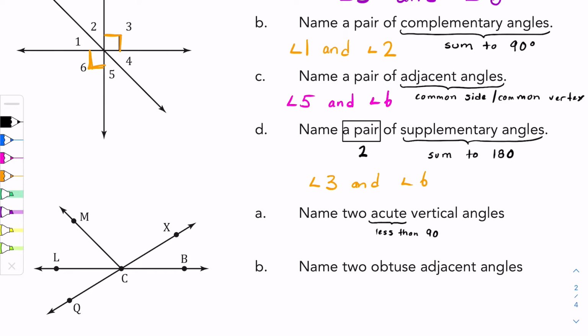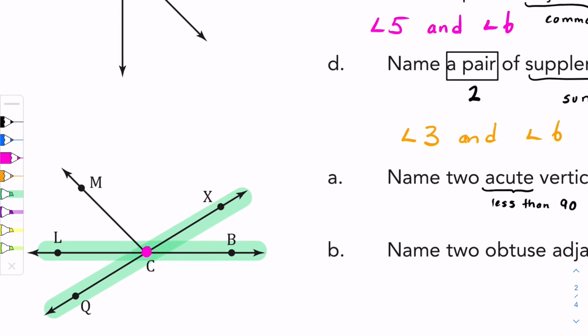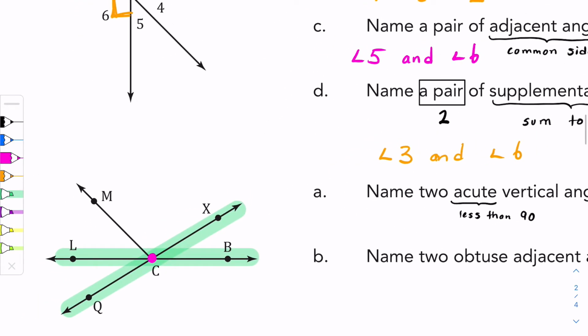That is not a mathematical definition, but if you trace over vertical angles, such as these here, those are lines that intersect and form a common vertex. It also appears to look like an X. So anything like that is going to create vertical angles. Now that I just highlighted the two vertical angles, I'm looking for the acute pair, and the acute pair would be the pair that's less than 90 degrees.